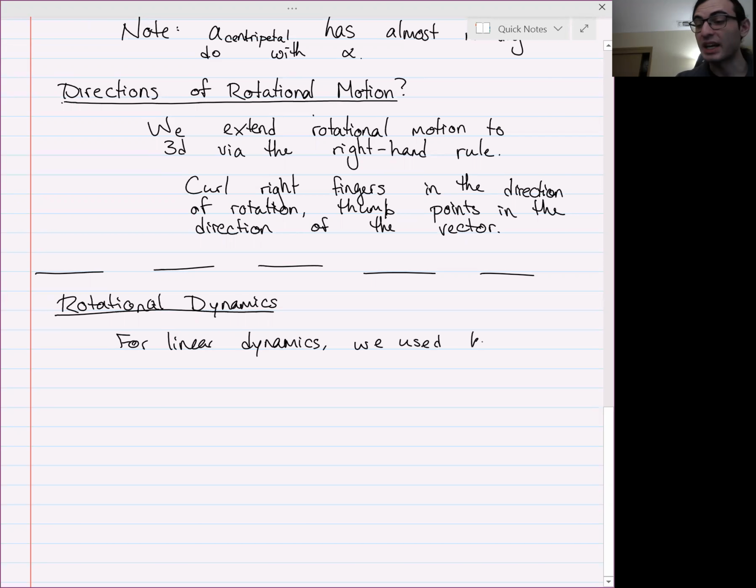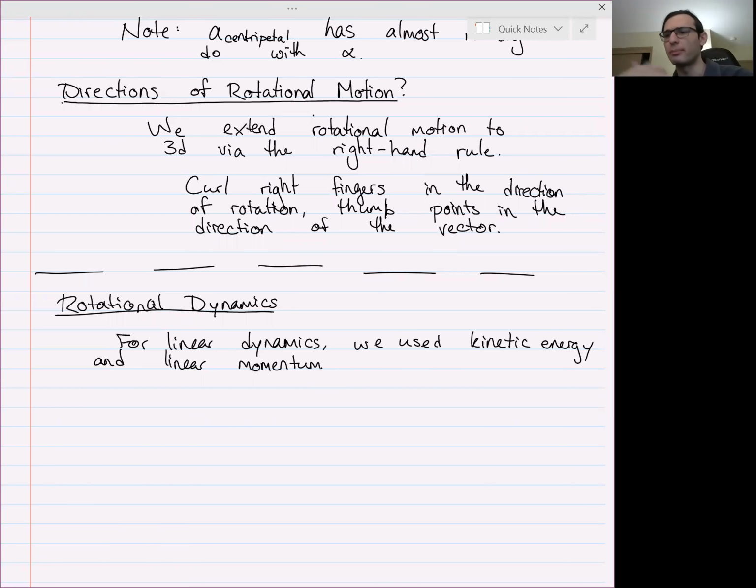We used kinetic energy and potential energy, of course. Kinetic energy and linear momentum. You might sometimes see me swap linear and translational; they basically mean the same thing. I just want to make that clear. And you might occasionally see me put in the words translational kinetic energy, just to differentiate it from rotational kinetic energy, because you can talk about total kinetic energy, which is both combined. But when we were doing linear dynamics, like collisions and things like that, we used kinetic energy conservation and linear momentum conservation.